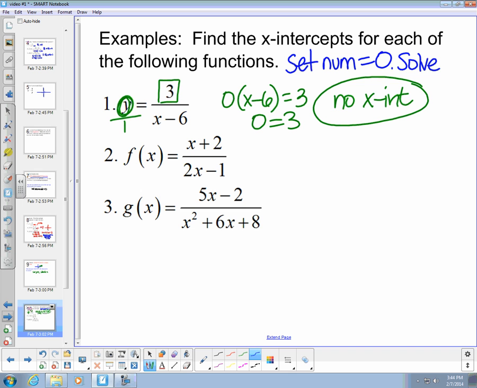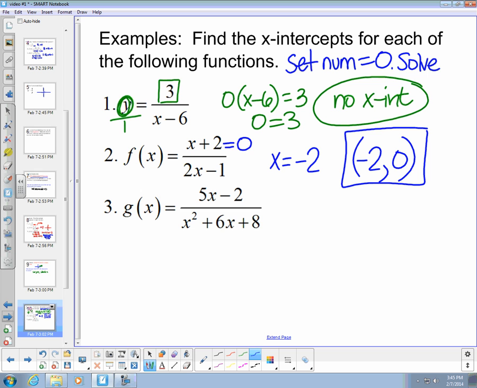So in number 2, if I want this fraction to equal 0, then I need the numerator to equal 0. And the denominator can be any number because 0 divided by anything is 0. So if I have x plus 2 equals 0, then I'm going to end up with x equals -2. Now remember, the x-intercept is a point on the graph, so let's write it out in coordinates, and that would be the point -2, 0.